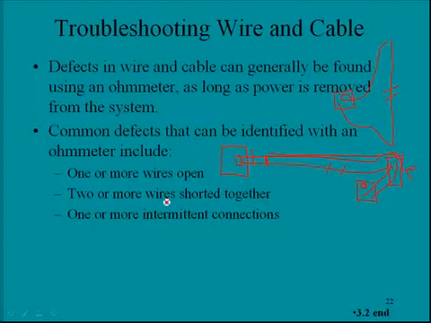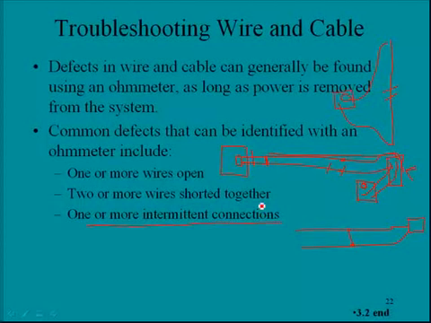Then you have the situation where 2 or more wires are shorted together, and let's just draw out another application here. If these 2 wires are shorted together, then if the ohmmeter is inserted into the circuit and you measure from here to here, and there's a short here, you're going to see a dead short where there probably should be an open. One of the more difficult problems here, we have 1 or more intermittent connections.